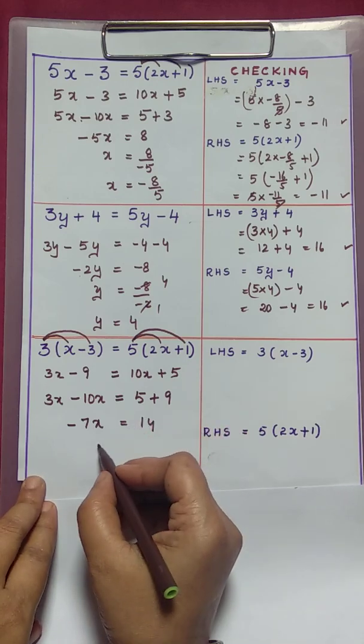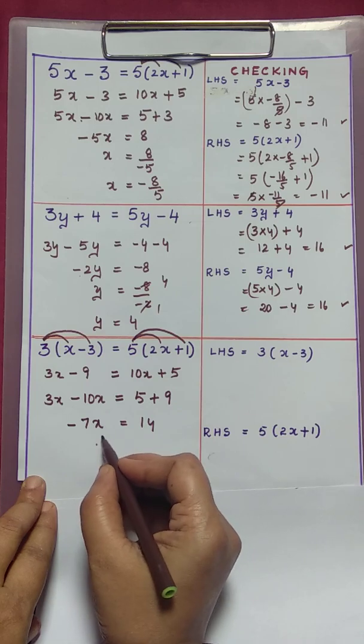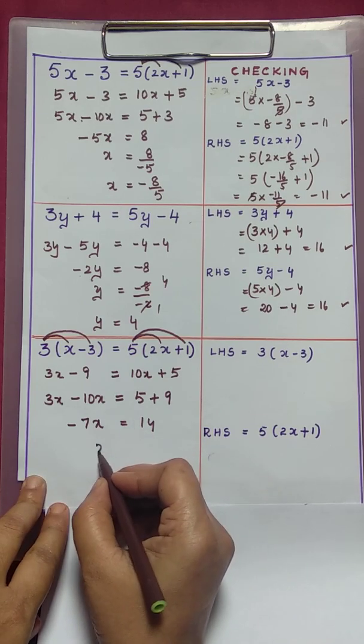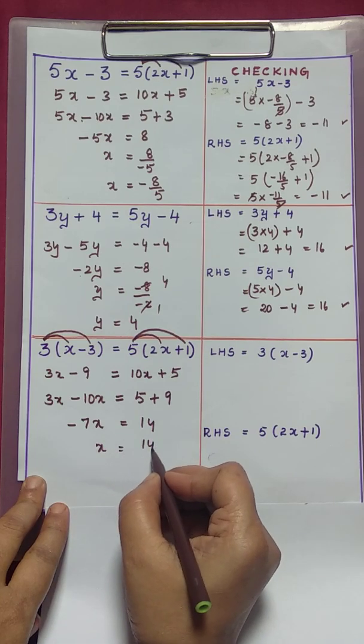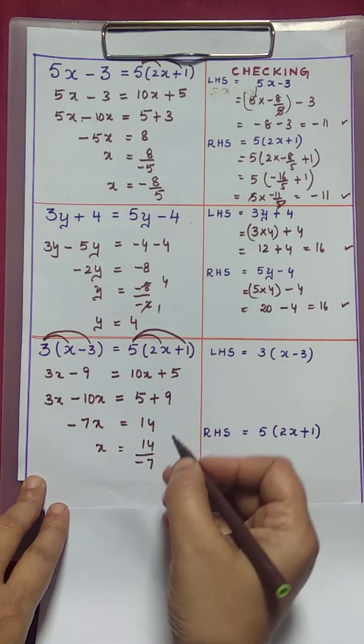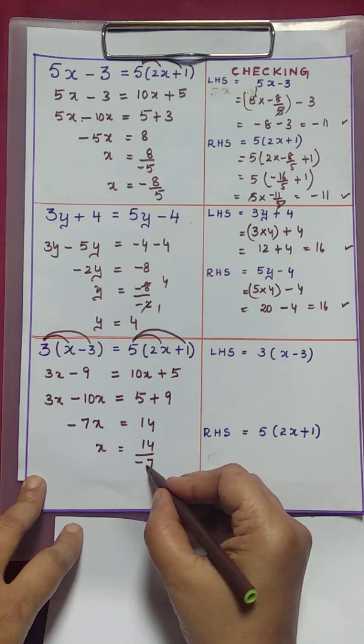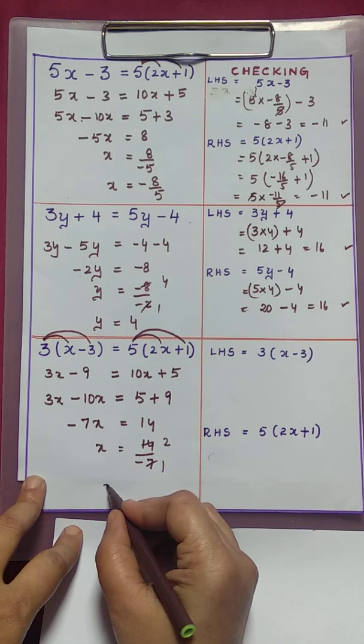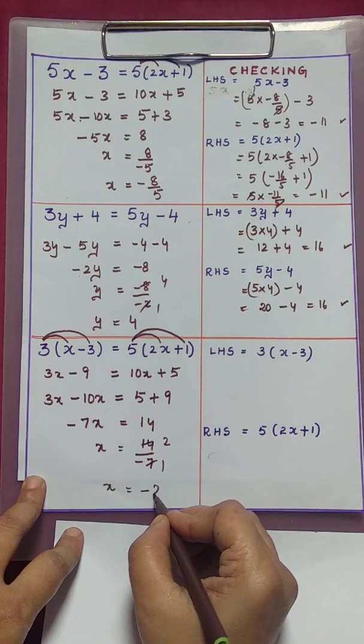Now here minus 7 into x it is. So when we are transposing to the right side, we divide here. So x is equal to 14 by minus 7. Now here 7 ones are 7, 7 2s are 14. Plus divided by minus is minus. So x is equal to minus 2.